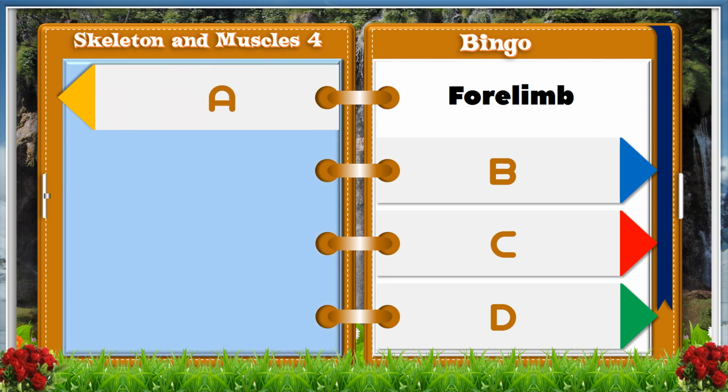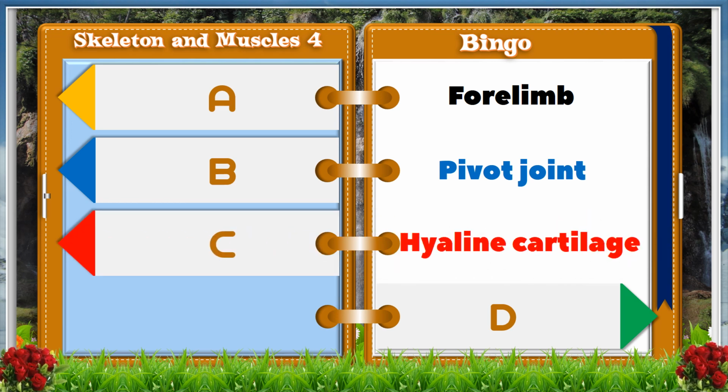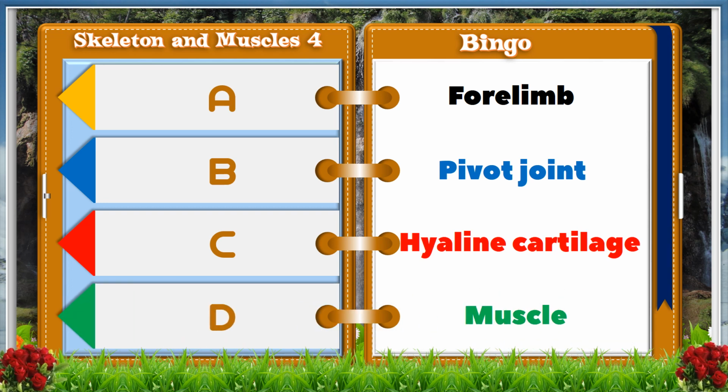A. Forelimb. B. Pivot joint. C. Hyaline cartilage. D. Muscle. And the answer is D. Muscle.